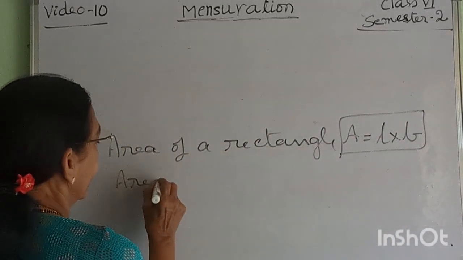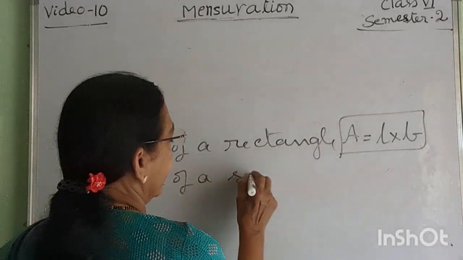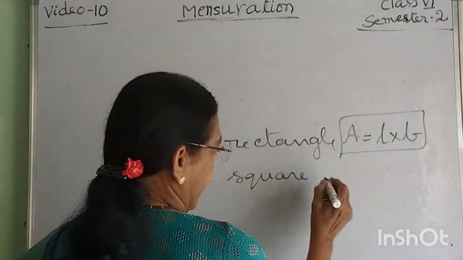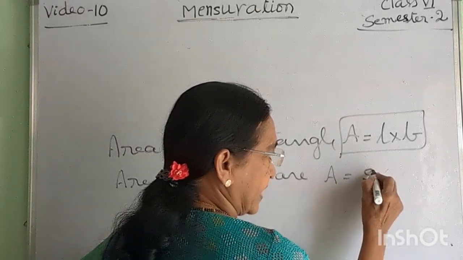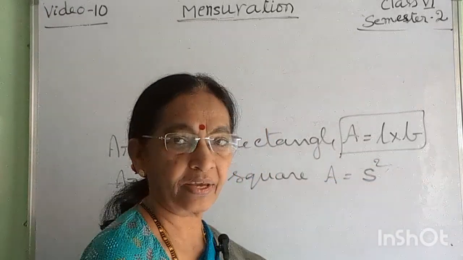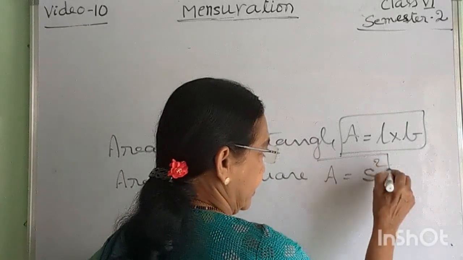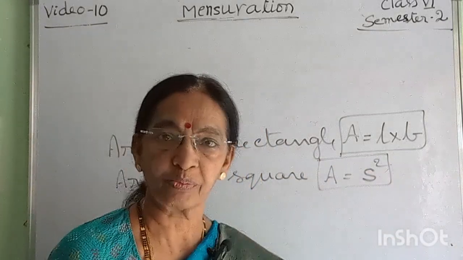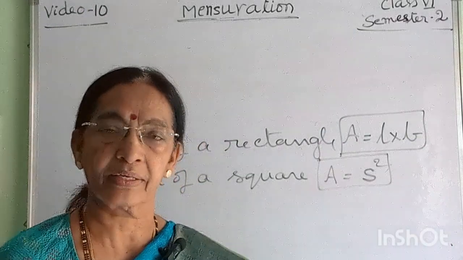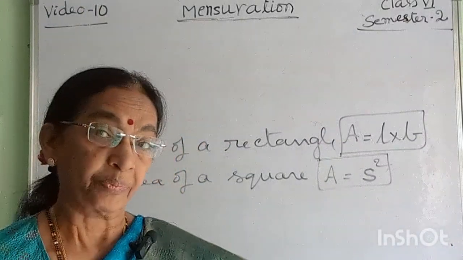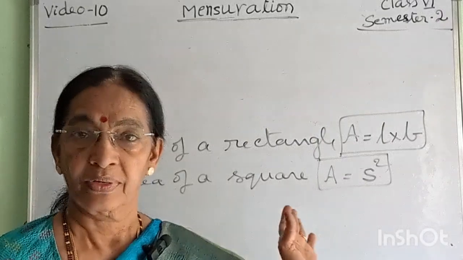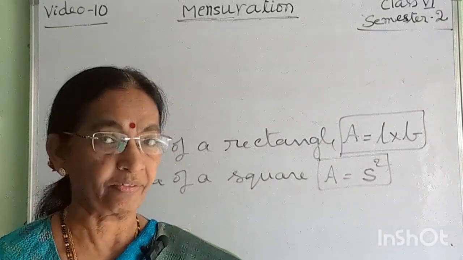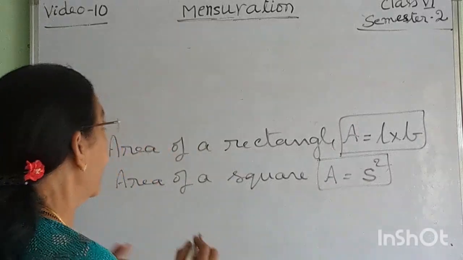Next, area of a square is equal to side square. If S is the side of the square, area of a square is side square. These two are the formulas for area, rectangle and square. Before this, we have learned the perimeters of rectangle and square. I will write the formulas of those also.